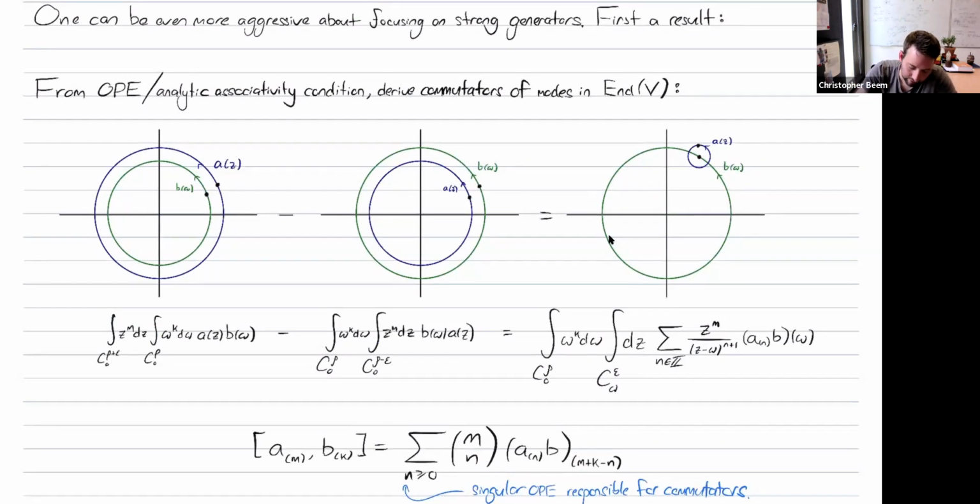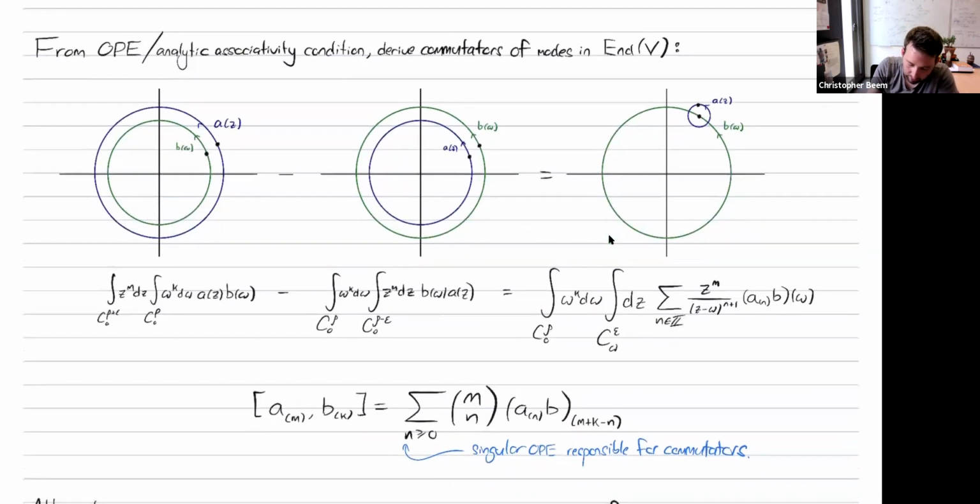So from the OPE, and here I'm going to write down expressions that make sense by virtue of this analytic reinterpretation of locality, where things are actually operator-valued meromorphic functions, you can derive the commutation relations of the modes of any two of these vertex operators. And the cartoon is this one. You look at contour integrals where A and B first go around concentric circles where A is outside of B, and then go around concentric circles where A is inside of B.